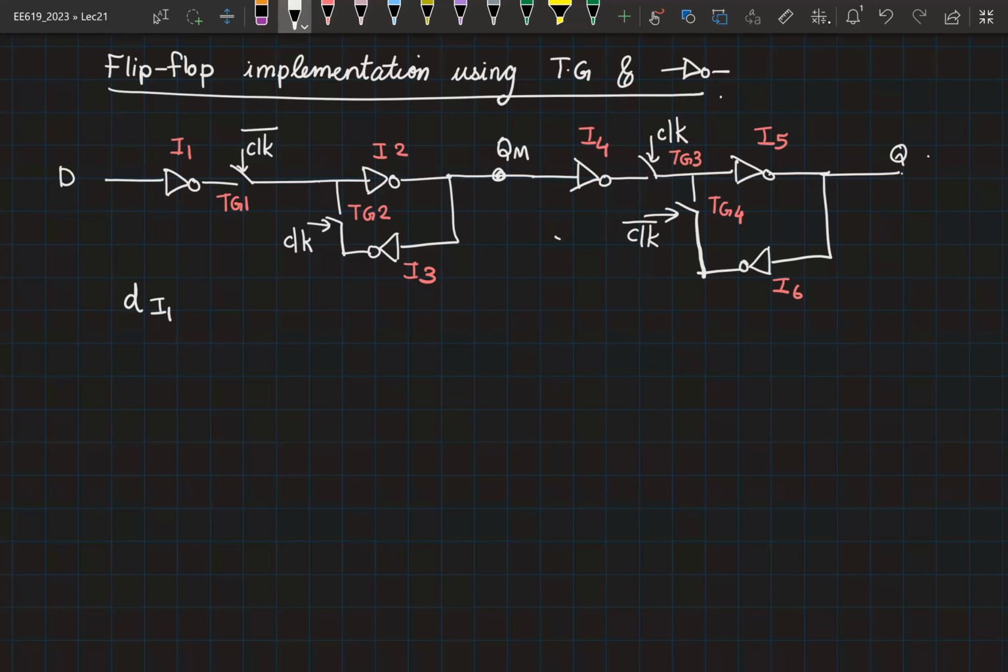Can you tell me what is the setup time of this flop in terms of these individual delays? Is the question clear? So tell me the thought process first. Setup time. Right, setup time of the first latch. Now, what is the thought process behind finding the setup time of the first latch?